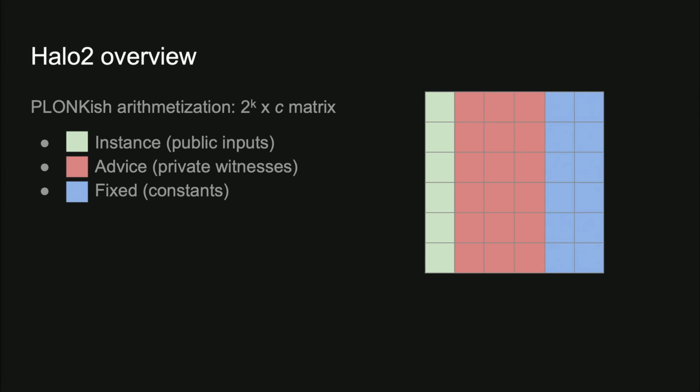And just to give them some names, so there's instance columns, which correspond to some public inputs, advice columns, which correspond to basically all of the private values in your computation, and then fixed columns, which contain any constant numbers that you want to use in the computation.